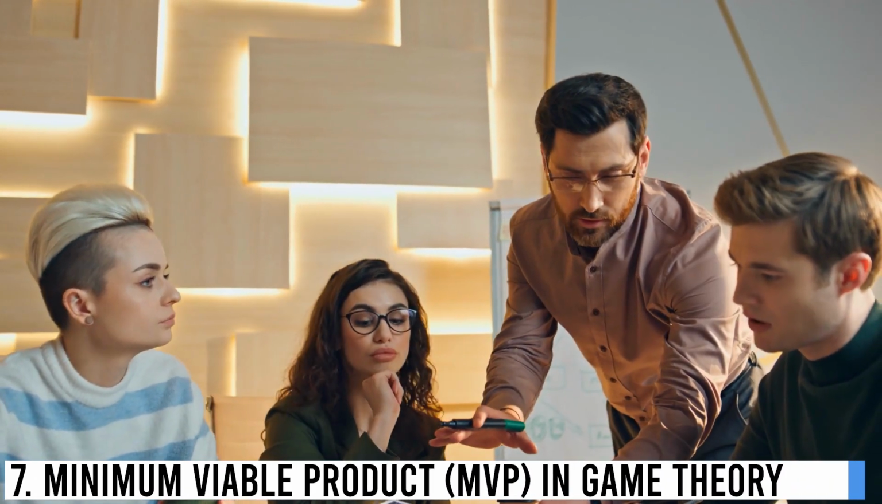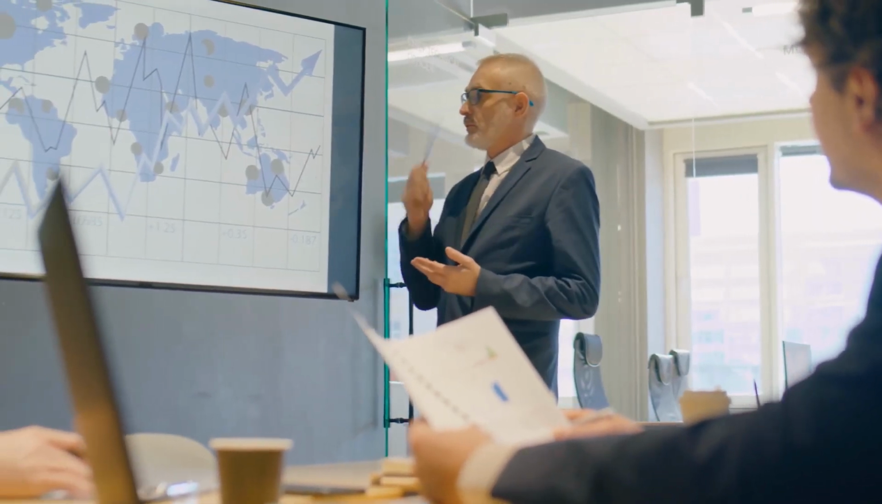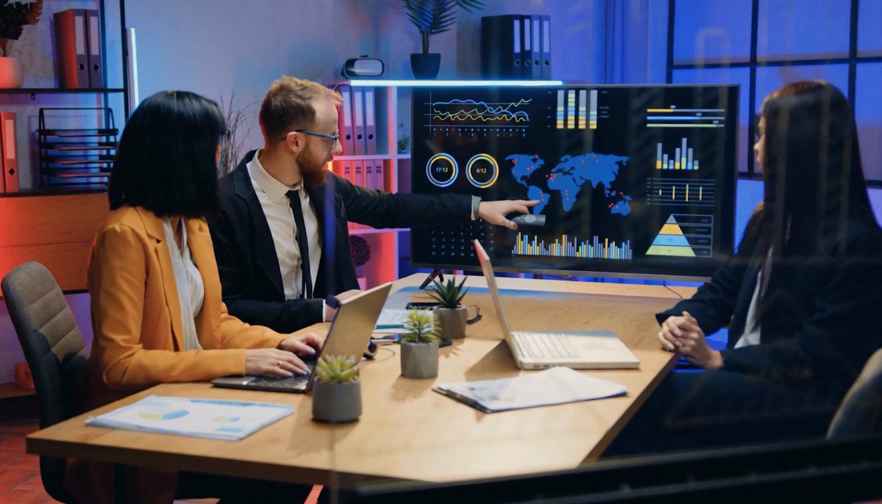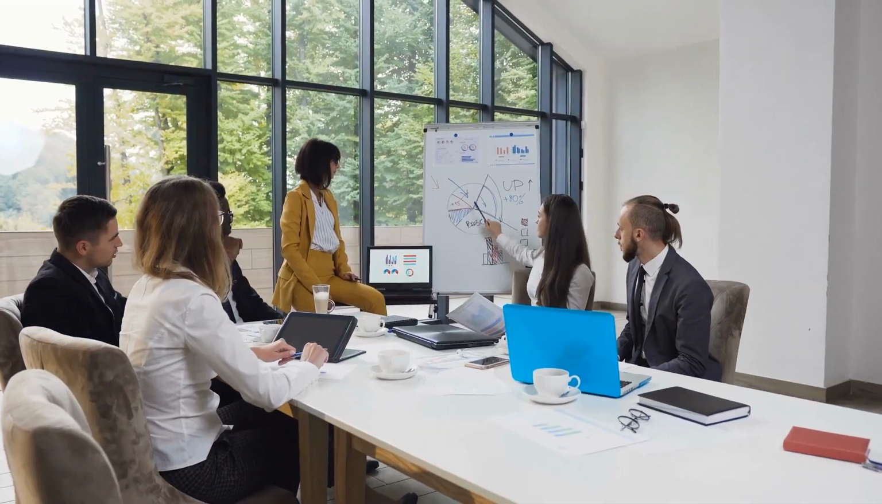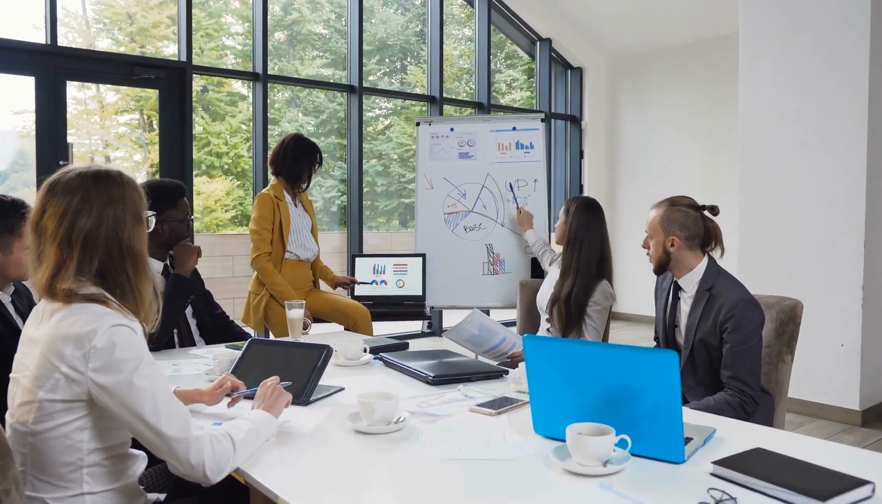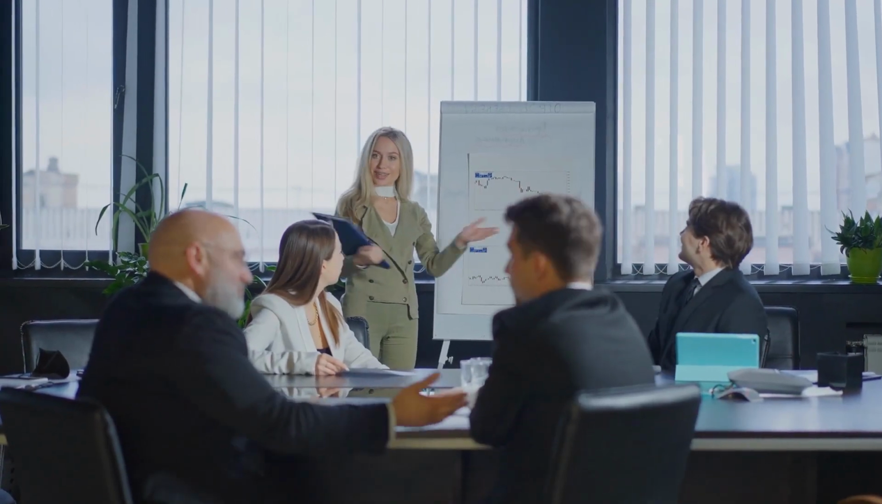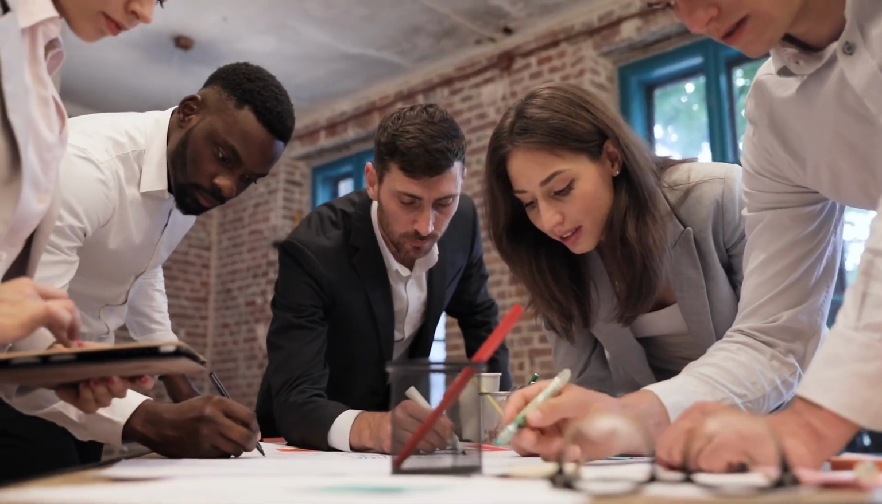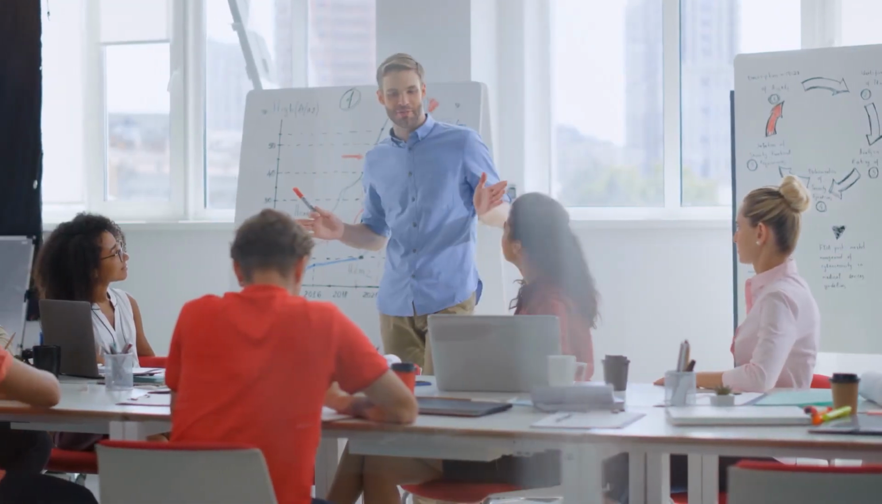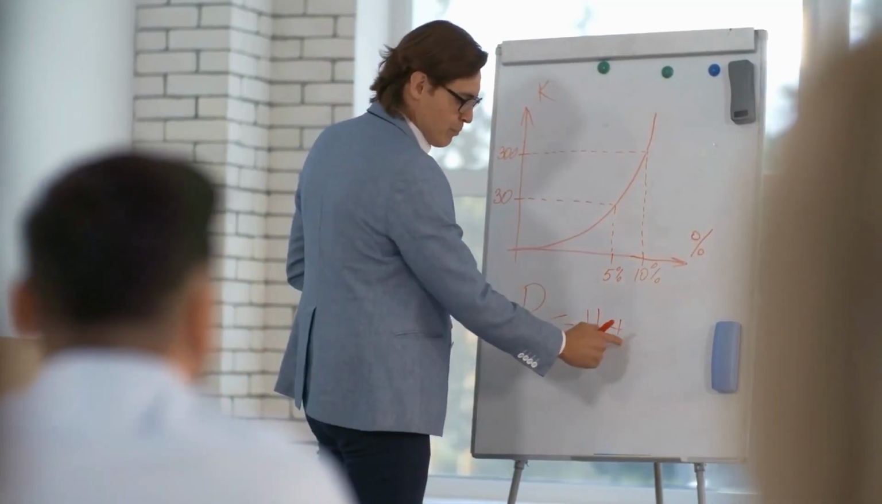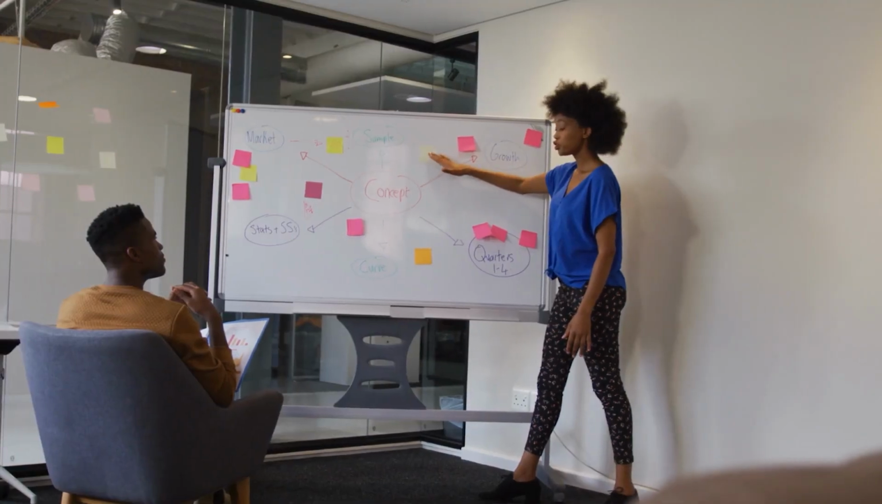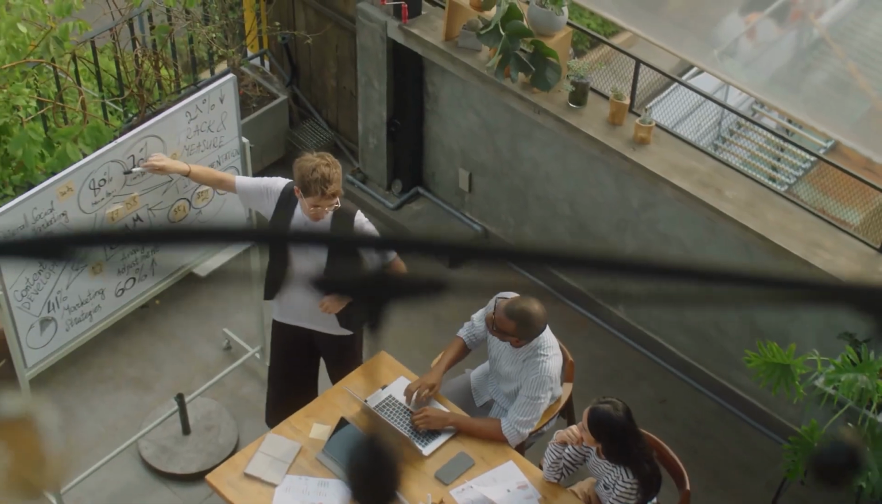7. Minimum viable product, MVP, in game theory. One key principle of lean startup is the concept of the minimum viable product, MVP. In game theory, we can think of an MVP as a strategy or decision that minimizes resource investment while still generating valuable outcomes. By starting with a minimal resource allocation, we can test different strategies and gather feedback to refine our approach. The purpose of an MVP in game theory is to validate assumptions, test hypotheses, and gather real-world data to inform resource allocation decisions.